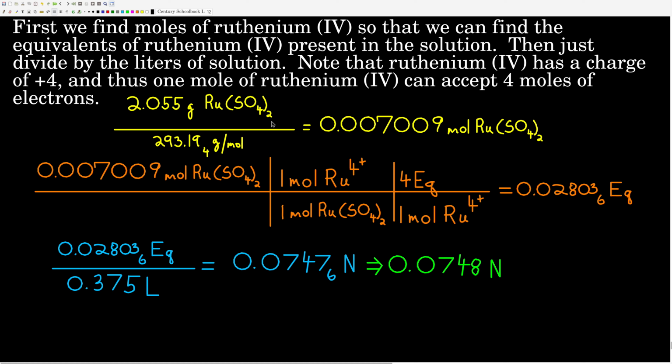So to find the moles of ruthenium-4 sulfate, we need the molar mass. So there's the mass of ruthenium-4 sulfate, divide by the molar mass, and we find the moles of ruthenium-4 sulfate. And because in this formula we can see that there's 1 mole of ruthenium-4 for every 1 mole of ruthenium-4 sulfate, and we just talked about how there are 4 equivalents for every 1 mole of ruthenium-4, this works out to be 0.02804 equivalents in this solution. And to get the normality, we just take the number of equivalents, divide by the liters of solution. 375 mL is 0.375 liters, and we would say that this solution is 0.0748 normal. And that's all there is to it, guys.